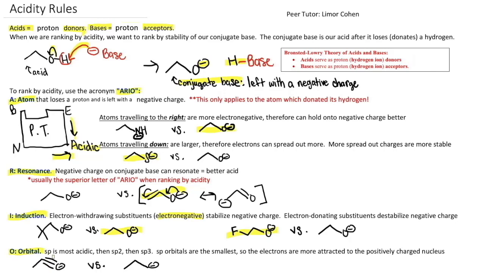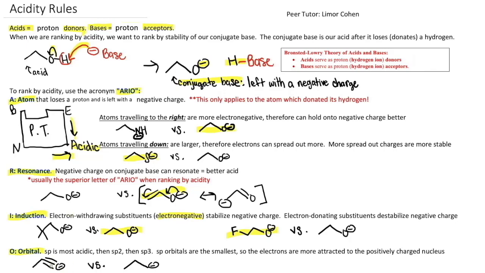sp hybridized hydrogens are most acidic, then sp2, and sp3 hybridized hydrogens are the least acidic. This is because sp hybridized orbitals are smallest, meaning the electrons are attracted to the positively charged nucleus. The positive charge of the nucleus will be balanced out by the negative charge of the electrons, therefore making that negative charge less negative and more stable.